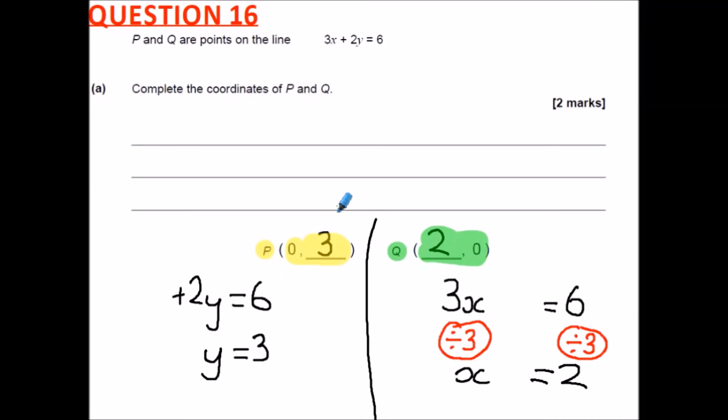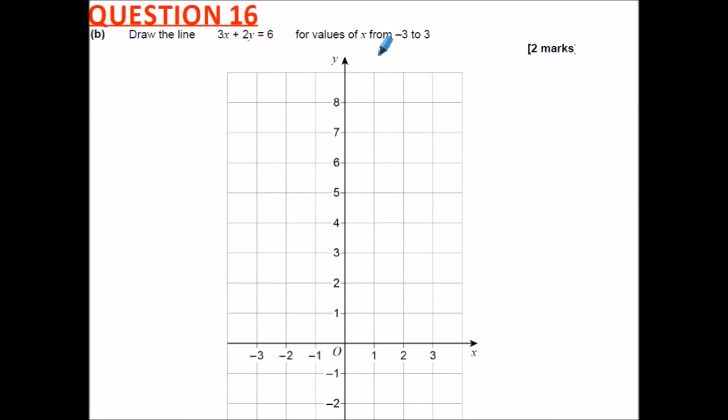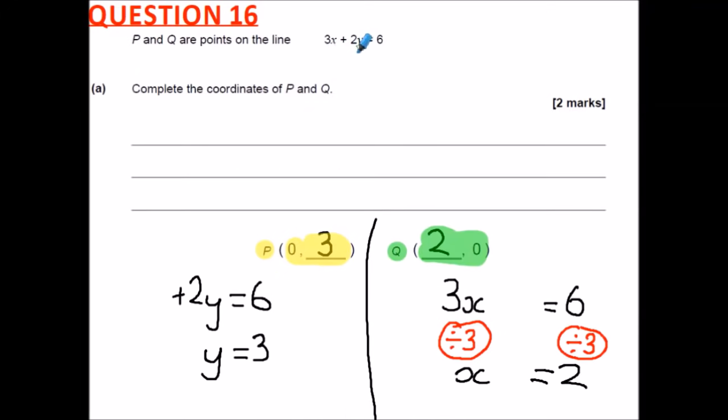And we can use that for part B. Now, for part B, we're asked to plot this graph. But again, if a question is part of a previous question, so part B links to part A, don't be looking at this and getting panicked. Think about if it links to part A, in which case it does. If I just quickly nip back to part A, 3x plus 2y equals 6. It's exactly the same equation, and so the exact same principle applies. So we've been given from part A 2 points on the line. Point P is 0, 3.